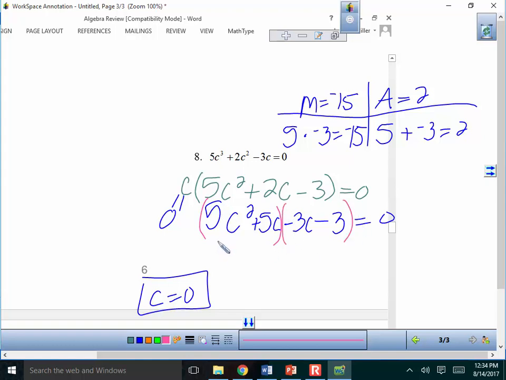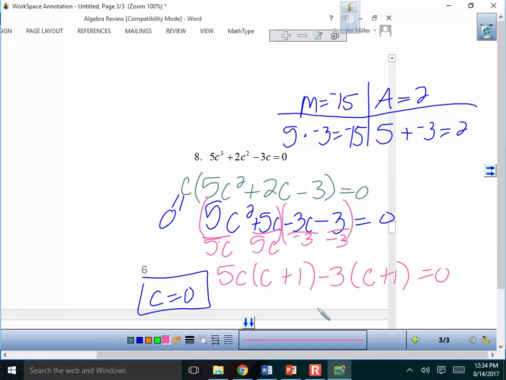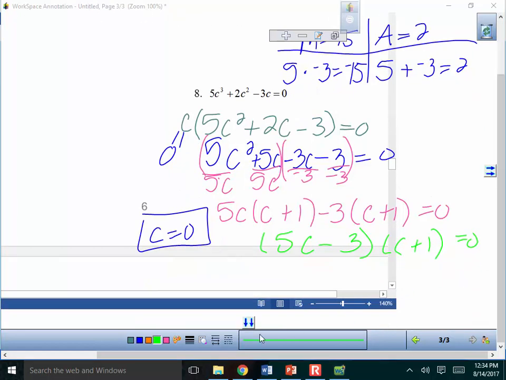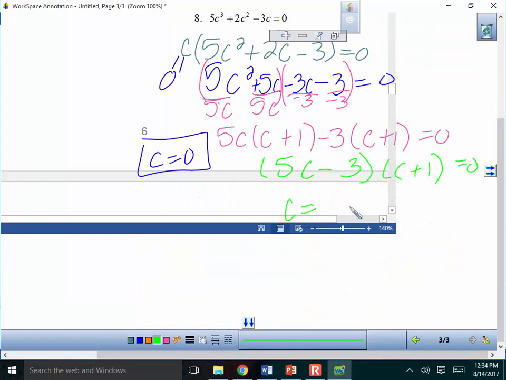GCF here is 5c. What's the GCF between negative 3c and negative 3? Negative 3? So then we have our two factors left, which are 5c minus 3 and c plus 1. And then we'd set both of these equal to 0, and we end up getting c is equal to 3/5 and c is equal to negative 1.